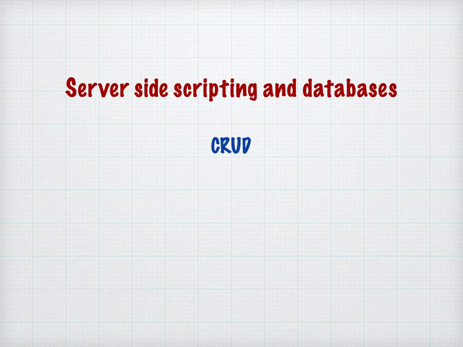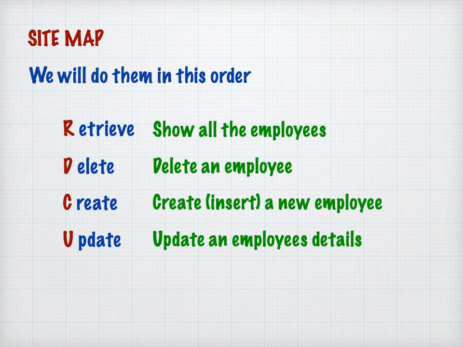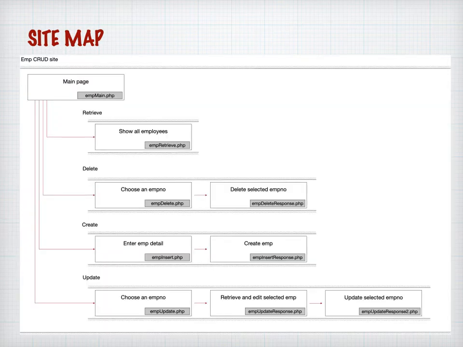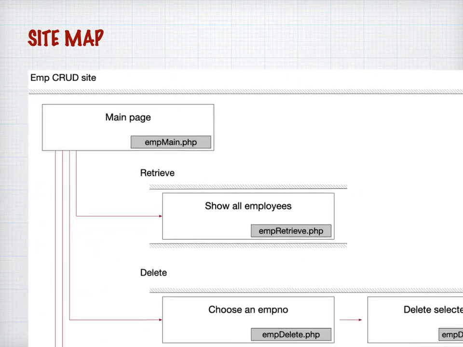So we're looking at the CRUD operations with the emp table, and the first one that we're going to have a look at is the retrieve option. Now, if you visualize the employee table, what we're really trying to do here is pull all the information from the emp table out and display it. And in our sitemap, that basically means we're going to have this.